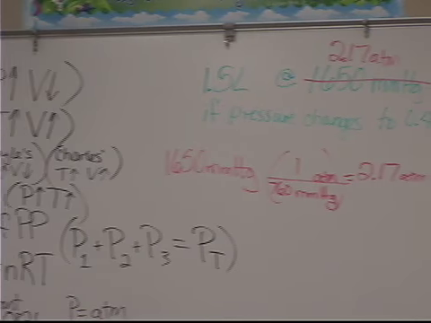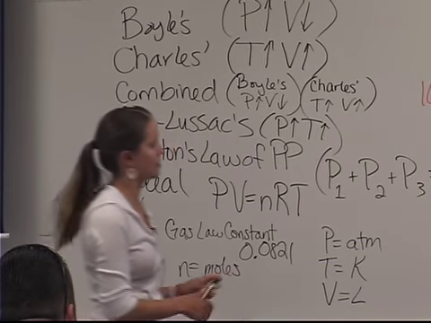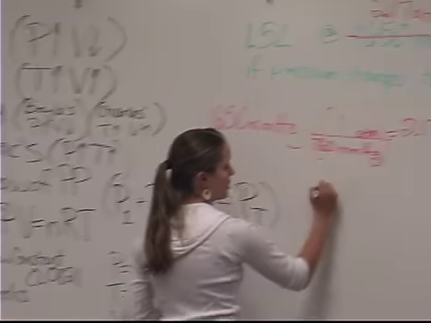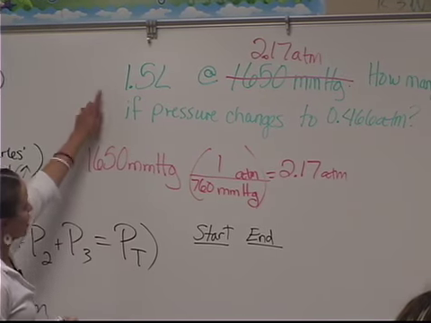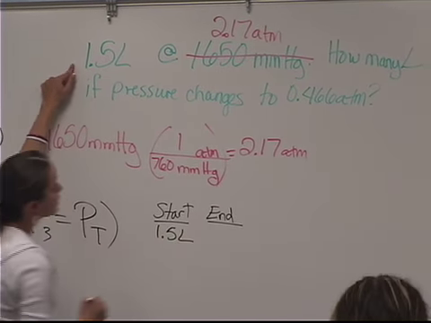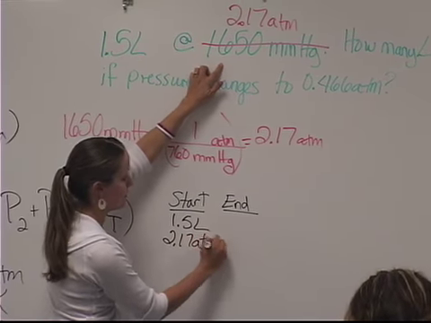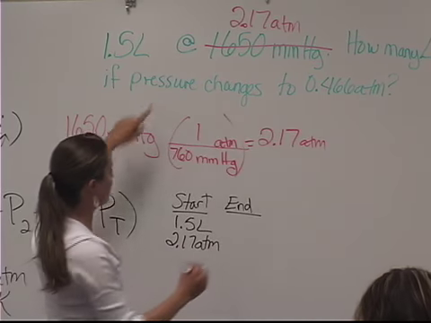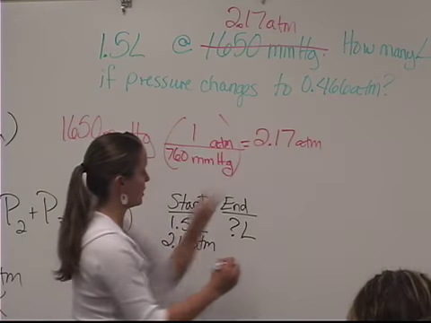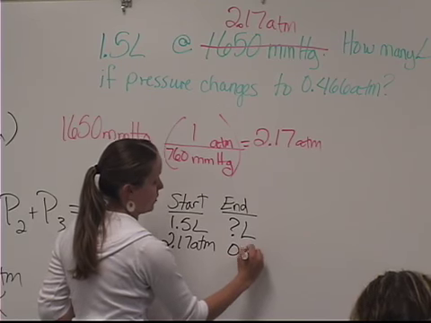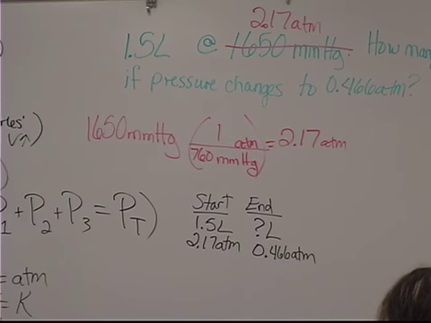So now I can actually read the problem. If I have 1.5 liters, let me write this down. This is another tip that other students have told me helped them. Write what you're starting with and what you're ending with. We are starting with 1.5 liters, and we are starting with the 2.17 ATMs. We want to know how many liters we're ending with, so this is the part we're looking for. And we are ending with this 0.466 ATMs. So now we have three numbers to deal with.